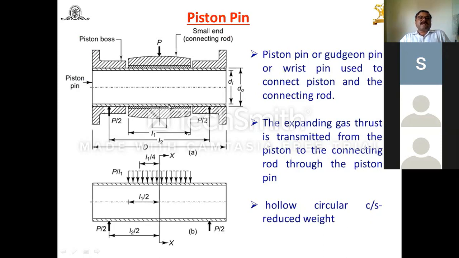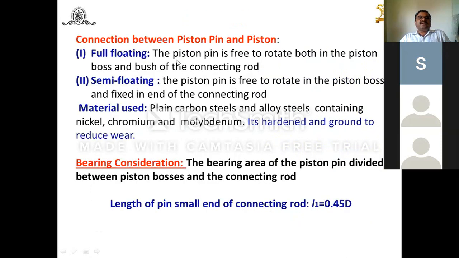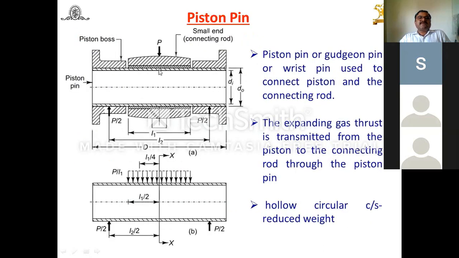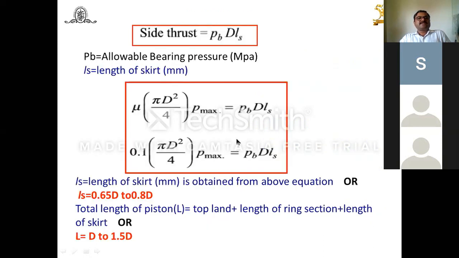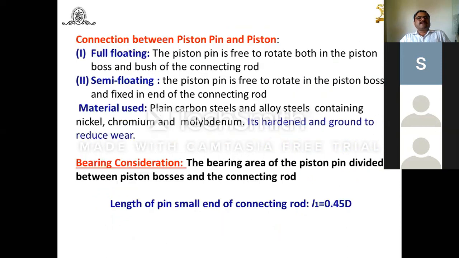Another one is the semi floating, in which the small end part may be fixed with the piston pin and the piston boss part is free, the pin moves freely, or vice versa. The piston boss and piston pin are fixed, and the small end of the connecting rod and piston pin are free. That is semi floating. There are two types: one is full floating, another one is semi floating.